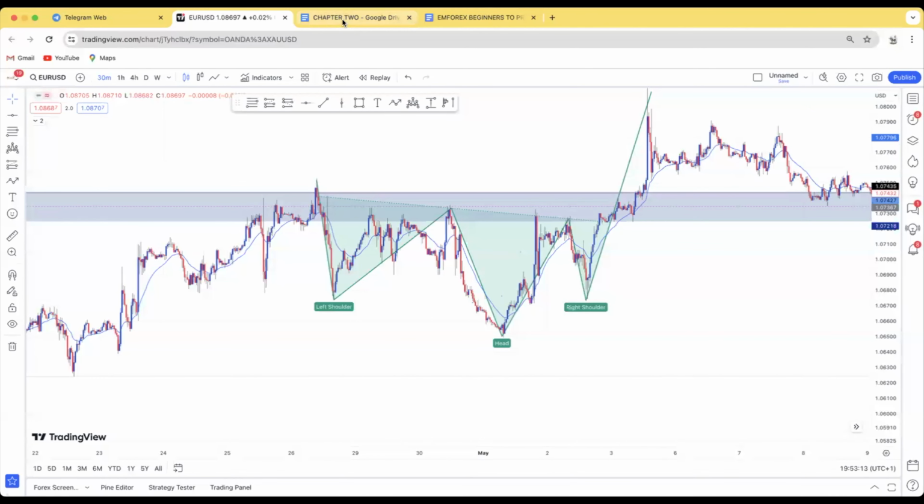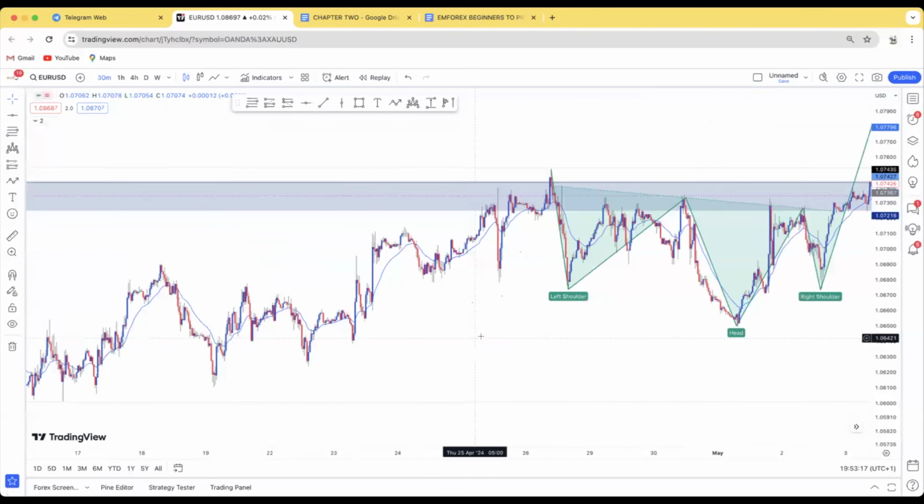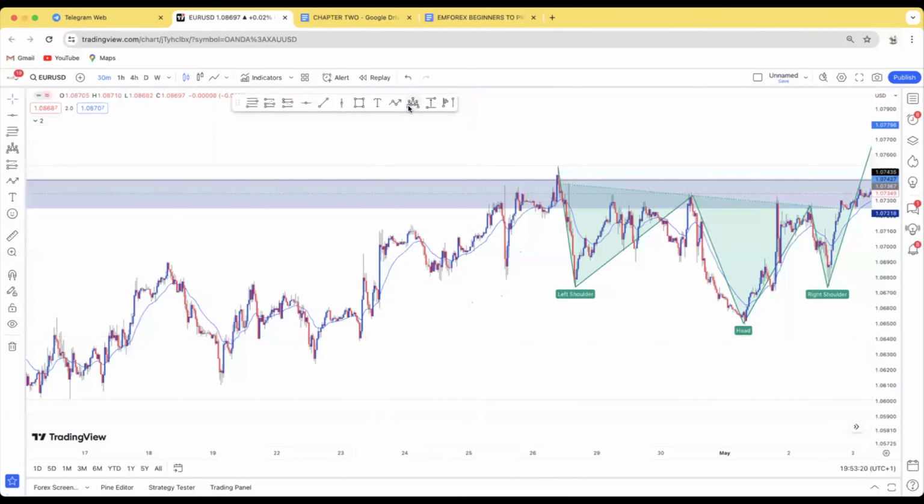Yeah, the next pattern recognition form. The next pattern, we also have it here. I can also identify it here.